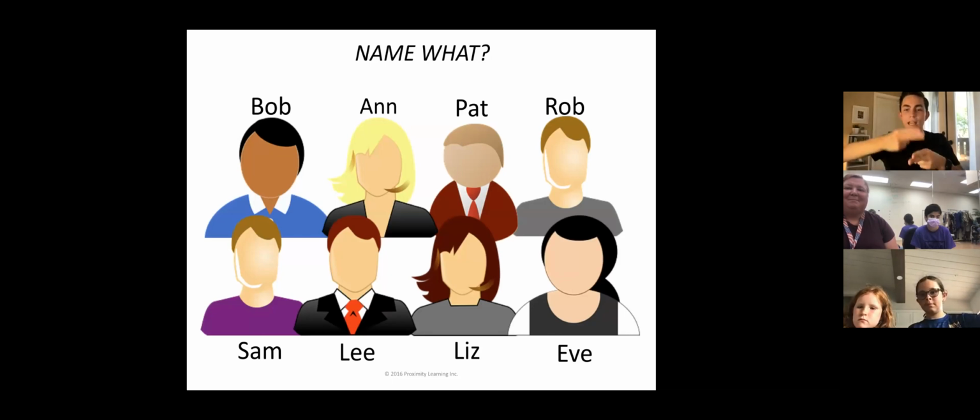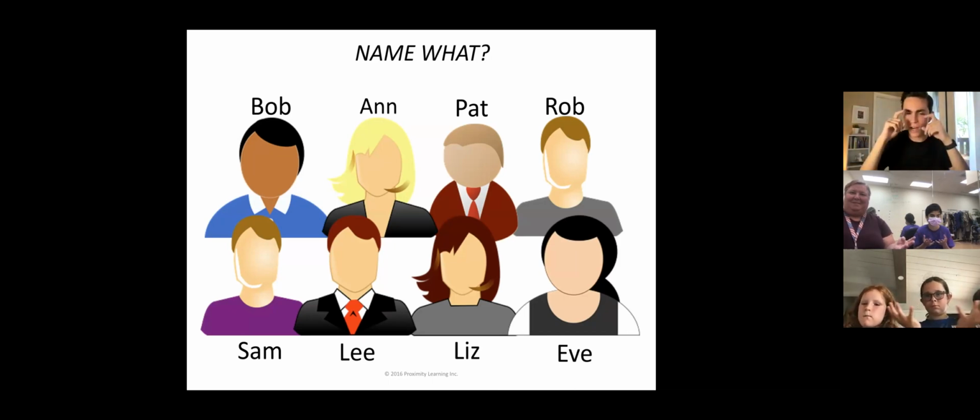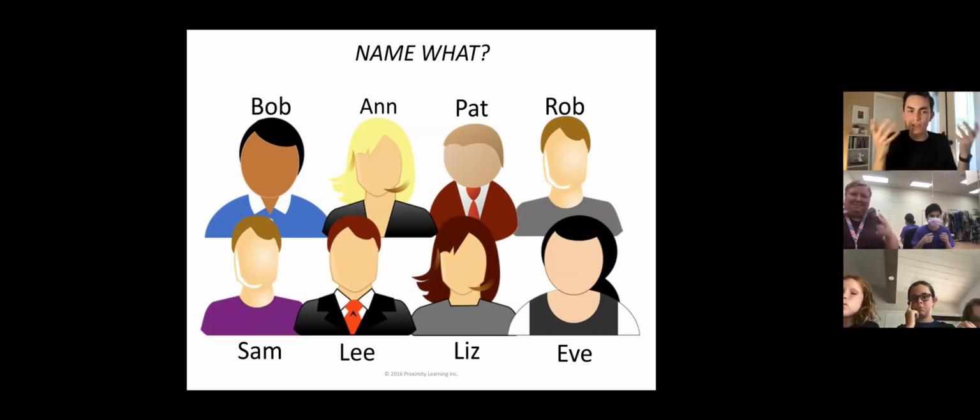Here's the sign for name. Name. Make two H hand shapes and then you tap them on top of each other. Name. This is a sign for what? He's not moving. And what is a WH word that's accompanied by a lowered eyebrows expression? That indicates a question that's open-ended, a non-yes or no question. So that's name what. Now let's practice those names.